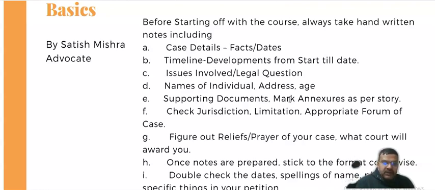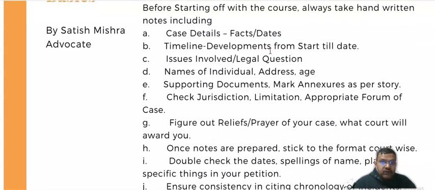Make your draft so simple and convenient that anyone can make it out in 5 minutes what the case is all about. That should be your goal. So now the very first thing: case details, facts, dates, what has happened date wise from day 1 to day last, timeline developments from start till date, issues involved, legal question, names of individual, address, age.